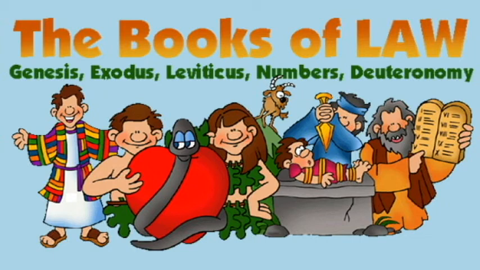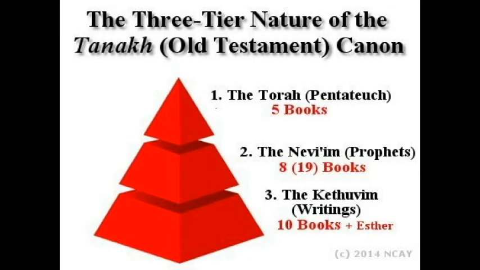Apart from the first 5 books of the Old Testament, there is a different order between the books of the Hebrew Bible and that of English Bibles. The Hebrew Bible has 3 divisions: the Law of Moses, the Prophets, and the Sacred Writings.